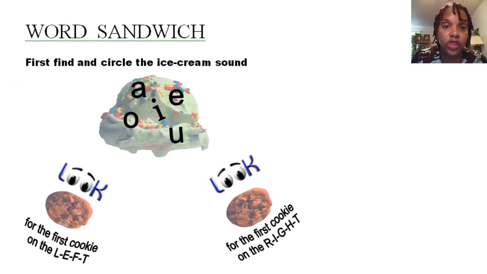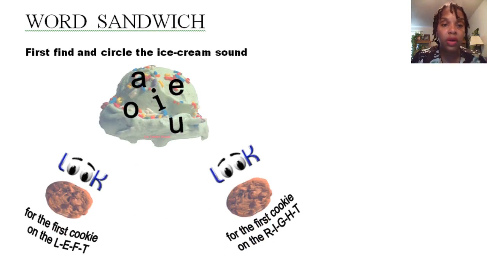So levels two and three, check back in for a moment. Let's do the steps again. How do you make a word sandwich? First thing you do is circle the ice cream sound, and then you look for the cookie sound on the left and the cookie sound on the right, and you make the sandwich.